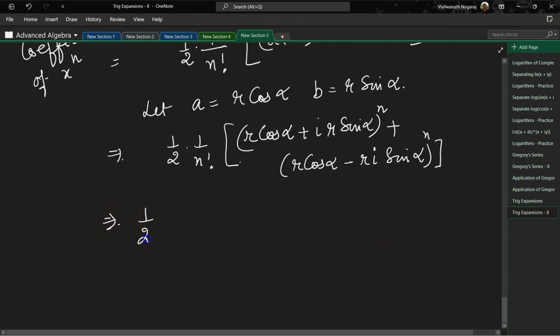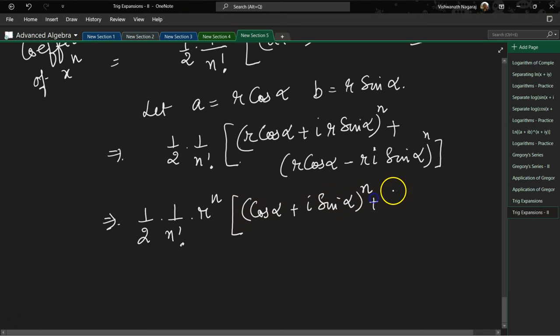Okay, 1 by 2 times 1 by n factorial. Now this r is common to both. We can take it out of this bracket by taking r to the power of n. So we get r to the power of n times (cos alpha plus i sine alpha) to the power of n plus (cos alpha minus i sine alpha) to the power of n. And now we can apply De Moivre's theorem.